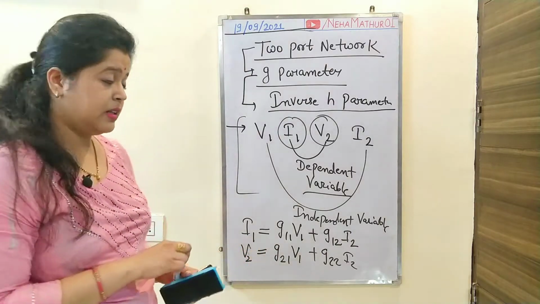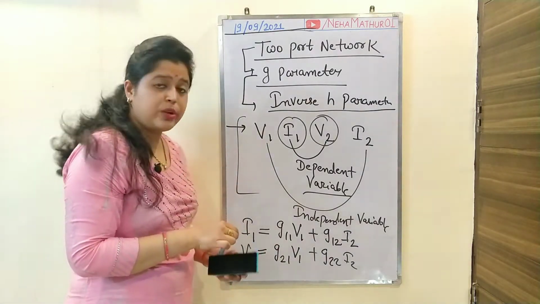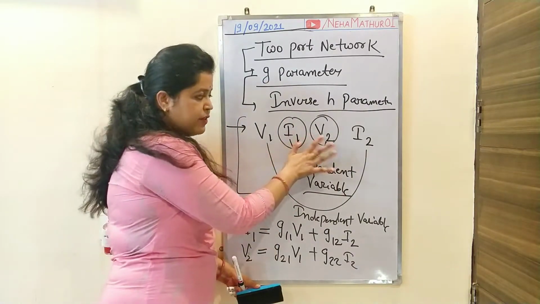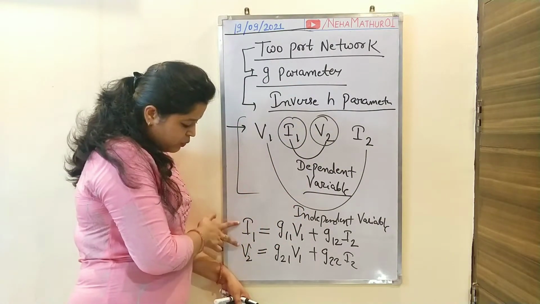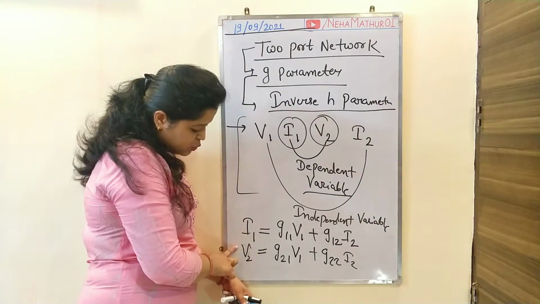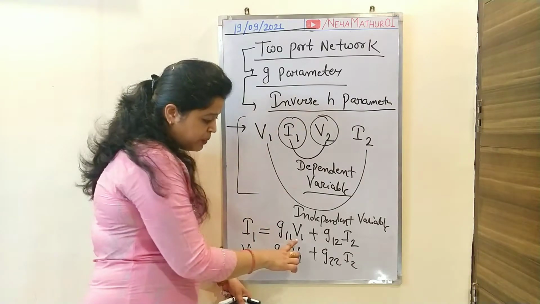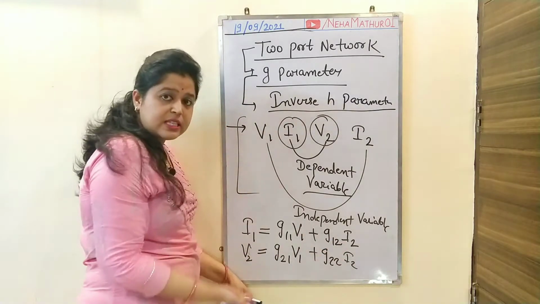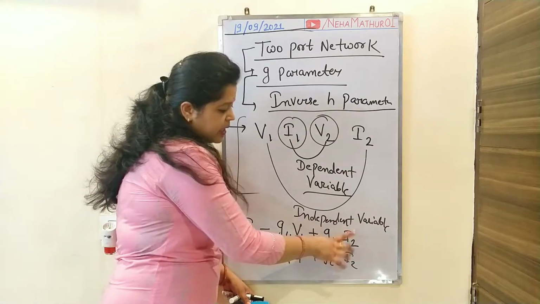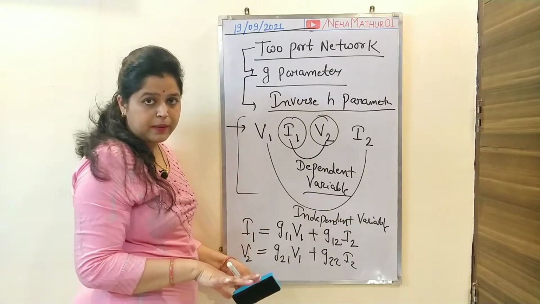So the thing is how I wrote these two equations. It is clear that we have two dependent variables I1 and V2, and I1 and V2 are going to start the two equations, and these two variables are definitely going to be dependent on V1 and I2. This is the reason that I1 and V2 are treated as dependent while V1 and I2 are treated as independent variables. Fine.